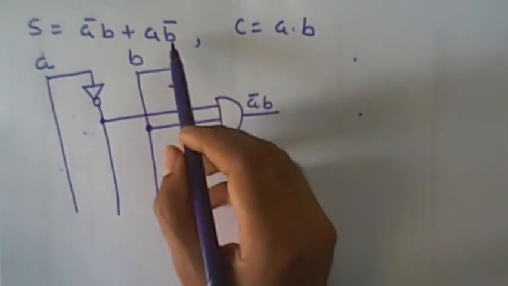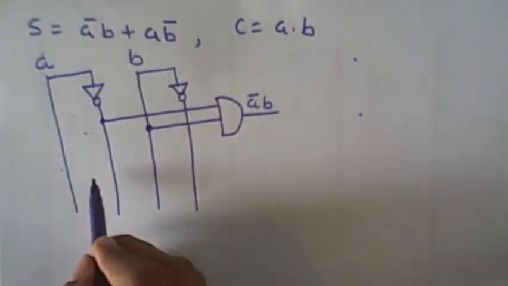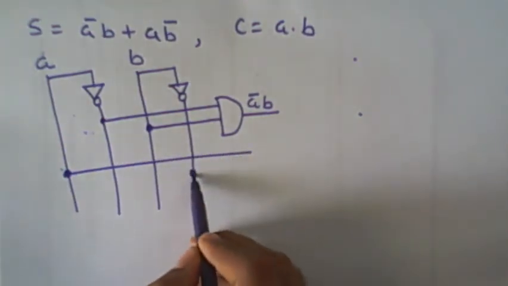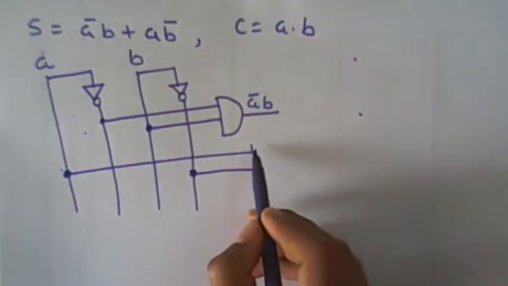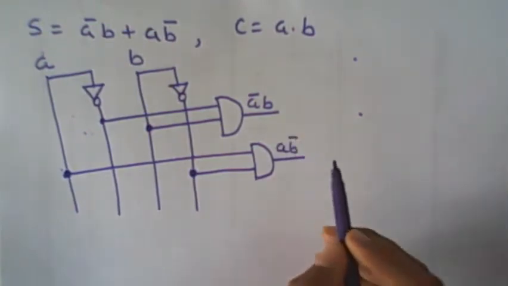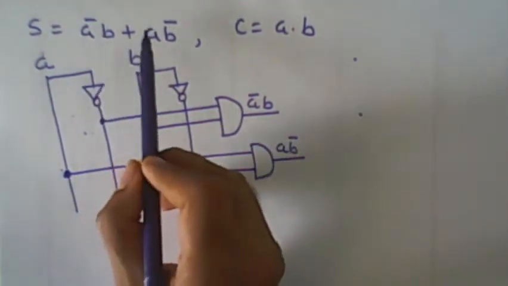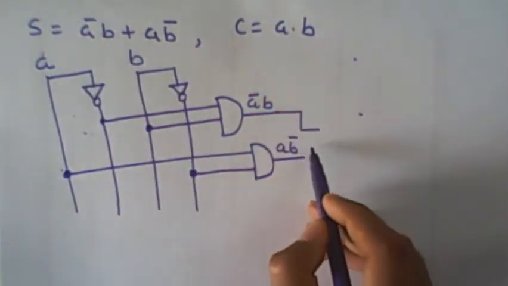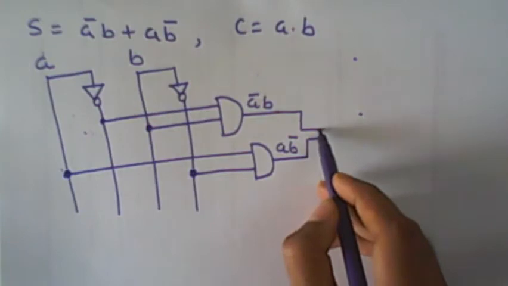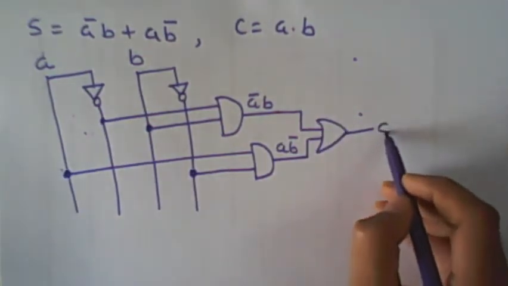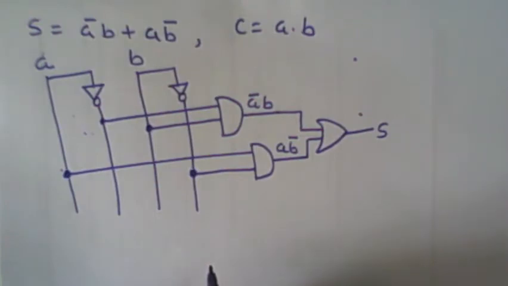Another product term we require is A into B bar. So another product term we will get is A into B bar, and we have to OR both of these product terms for the sum output. It produces our S, right?